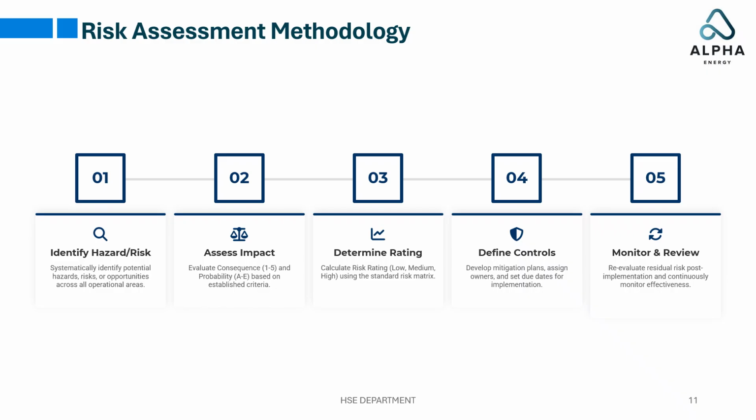The third step is determine rating, where the overall risk level, such as low, medium, or high, is calculated using the standard risk matrix. The fourth step is define controls, where mitigation plans are developed, responsible owners are assigned, and implementation deadlines are established. The final step is monitor and review, which requires regularly reviewing the risk post-implementation and continuously monitoring the effectiveness of the control measures to ensure ongoing improvement and risk reduction.